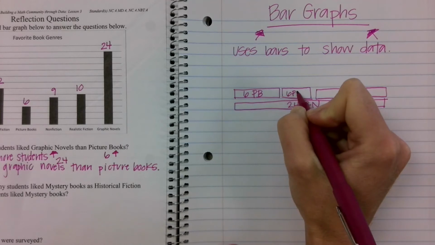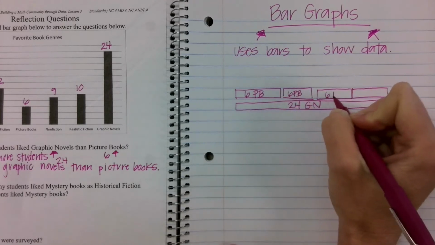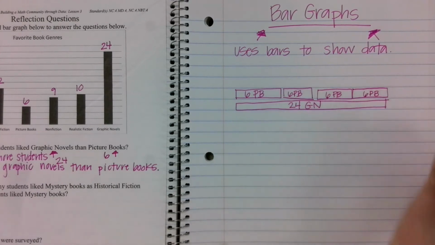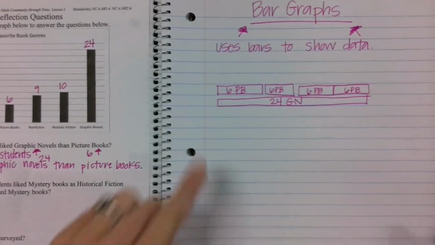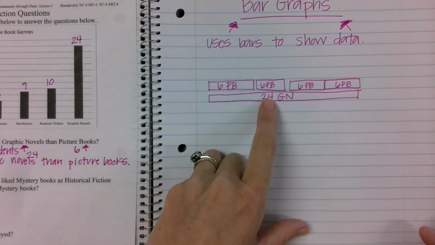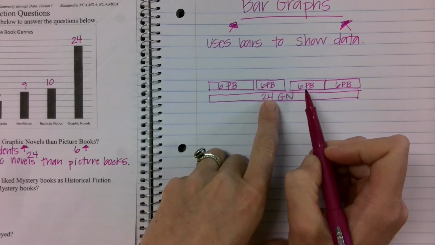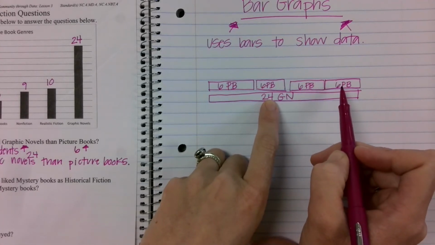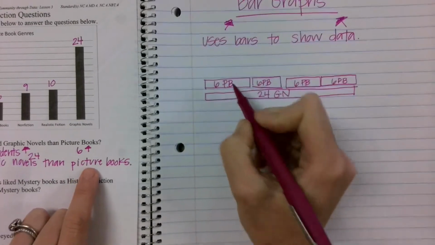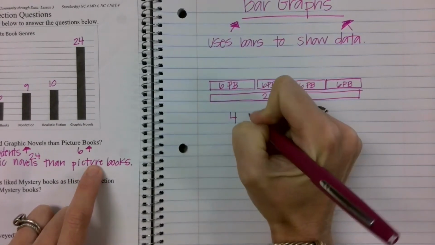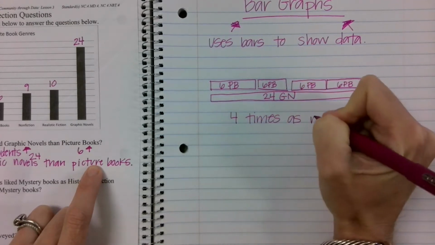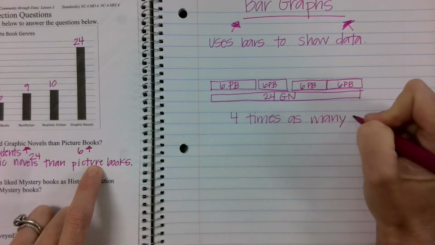6 PB, 6 PB, 6 PB. So, I know that 6 plus 6 is 12, and 12 plus 12 is 24, or I could say plus 6 again is 18, plus 6 again is 24. So I could also say, let's see, 4 times as many people.